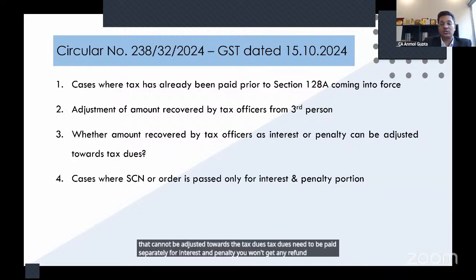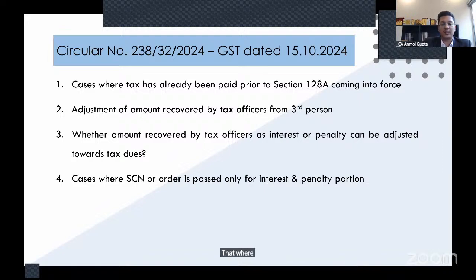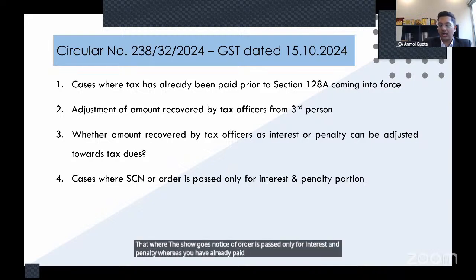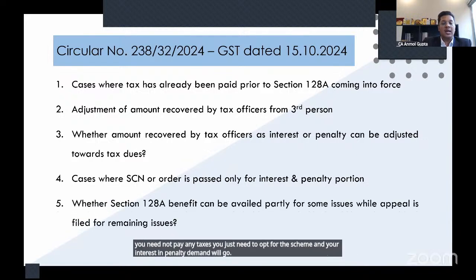Where the show cause notice or order is only for the interest and penalty portion, those cases will be covered. I get this query a lot. People ask this query a lot. It is stated in the circular itself that where the show cause notice or order is passed only for interest and penalty, whereas you have already paid the taxes, you are eligible for the scheme. You need not pay any taxes. You just need to opt for the scheme and your interest and penalty demand will go.